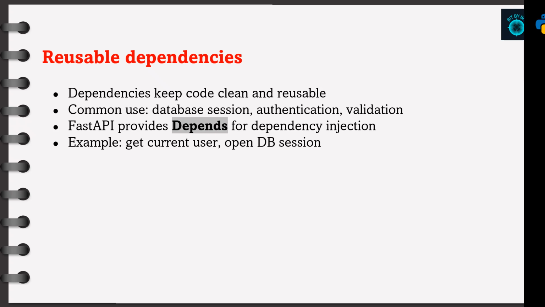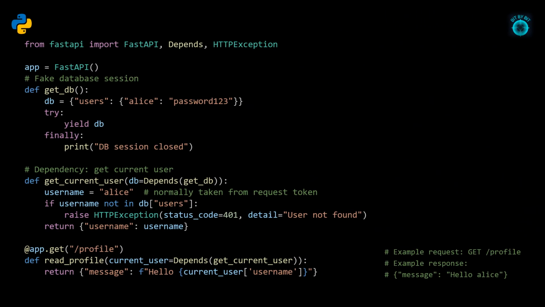In this code, we first import FastAPI, Depends, and HTTPException. We create an app instance. Next, we define a function called get_db. This function simulates opening a database session. It returns a dictionary with users. The try and finally block ensures that when the request is finished, the database session is closed.